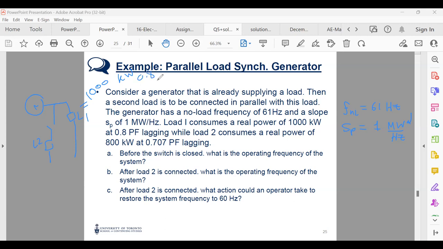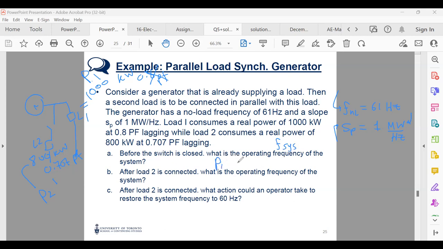At 0.8 power factor, I think we are not going to use the power factor anyway. While load two is 800 kilowatt at 0.7 lagging power factor. So this is the no load frequency, this is the SP, this is P1, and this 800 is P2. Before the switch is closed, what is the operating frequency, the system frequency?